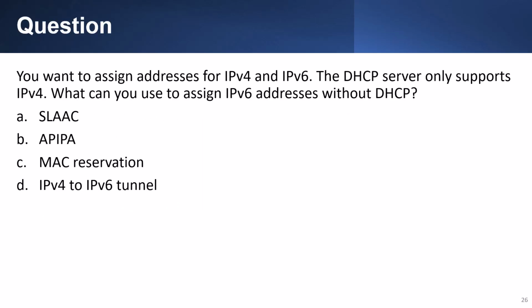Question: You want to assign addresses for IP version 4 and IP version 6. The DHCP server only supports IP version 4. What can you use to assign IP version 6 addresses without DHCP? Answer: SLAAC.